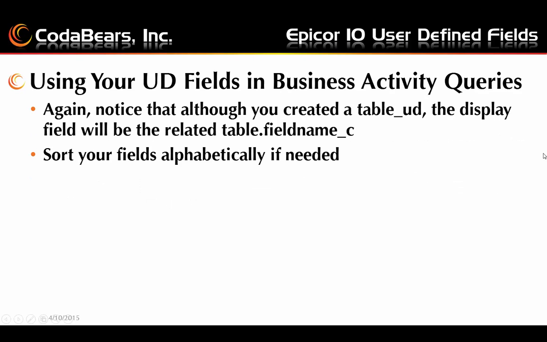Then we'll use your UD fields in business activity queries. Again, the field or the table you use will just be the table name and not table underscore UD, but you will find your new fields named as table.fieldname underscore C. And you should sort your fields alphabetically in the business activity query creator if needed to help find your fields.